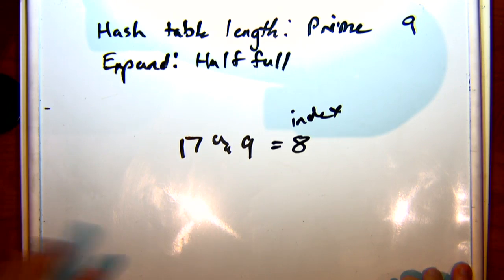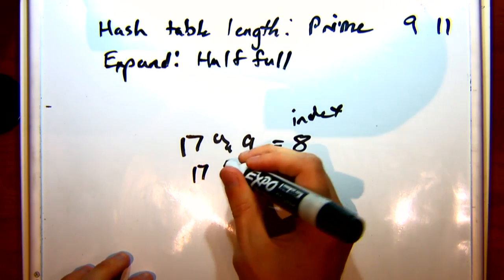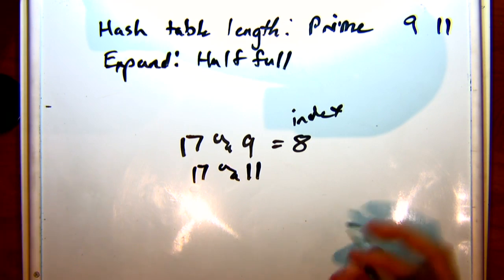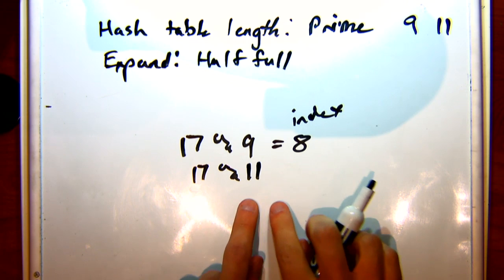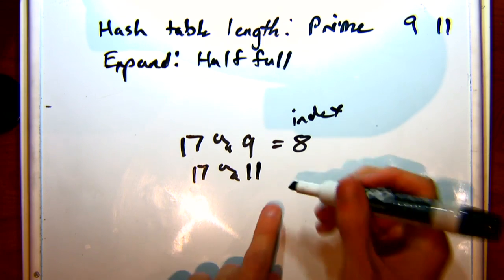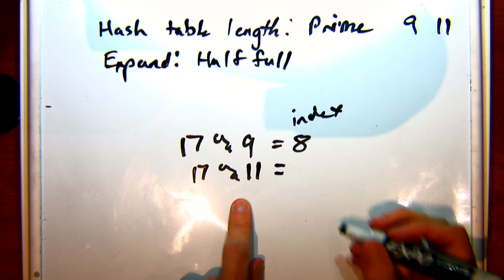Now let's say that our hash key is still 17, but our table length has gone up to 11. I know 9 is not prime, but I was just using that as an example. So if we mod 17 by 11 now, which is our new table length, it's going to go into a different index, because 17 mod 11 is equal to 6.